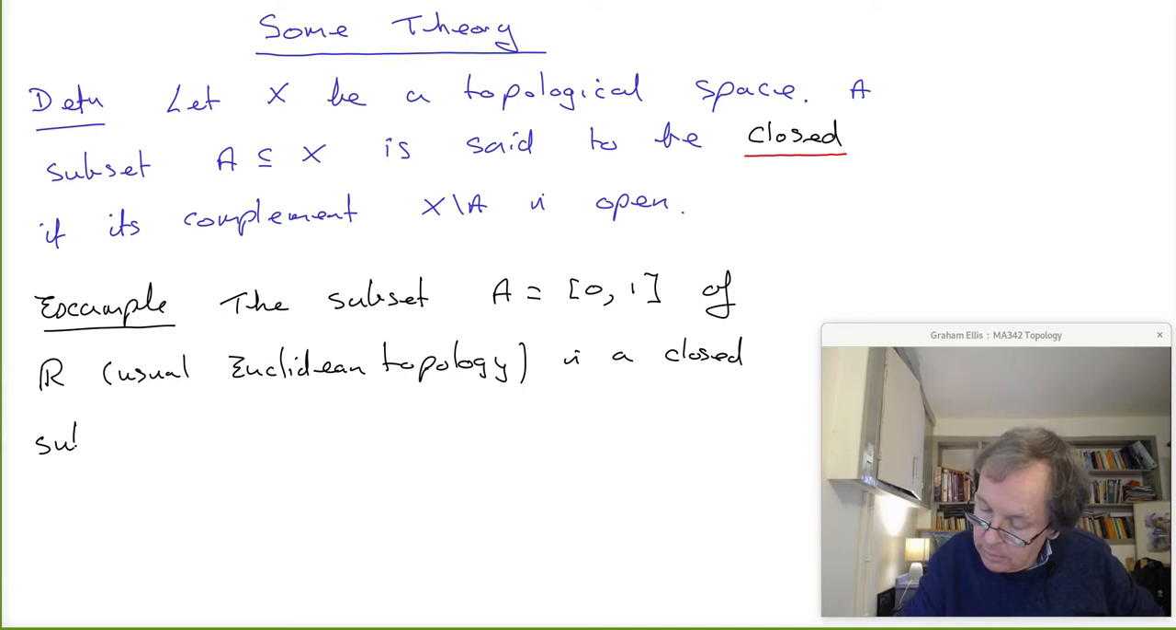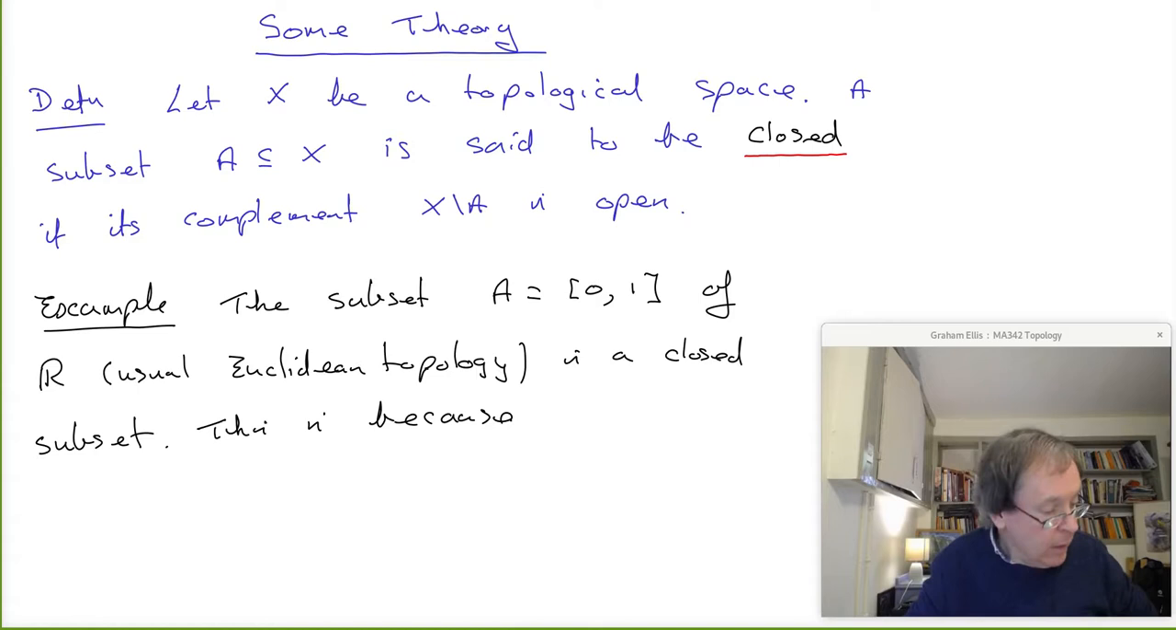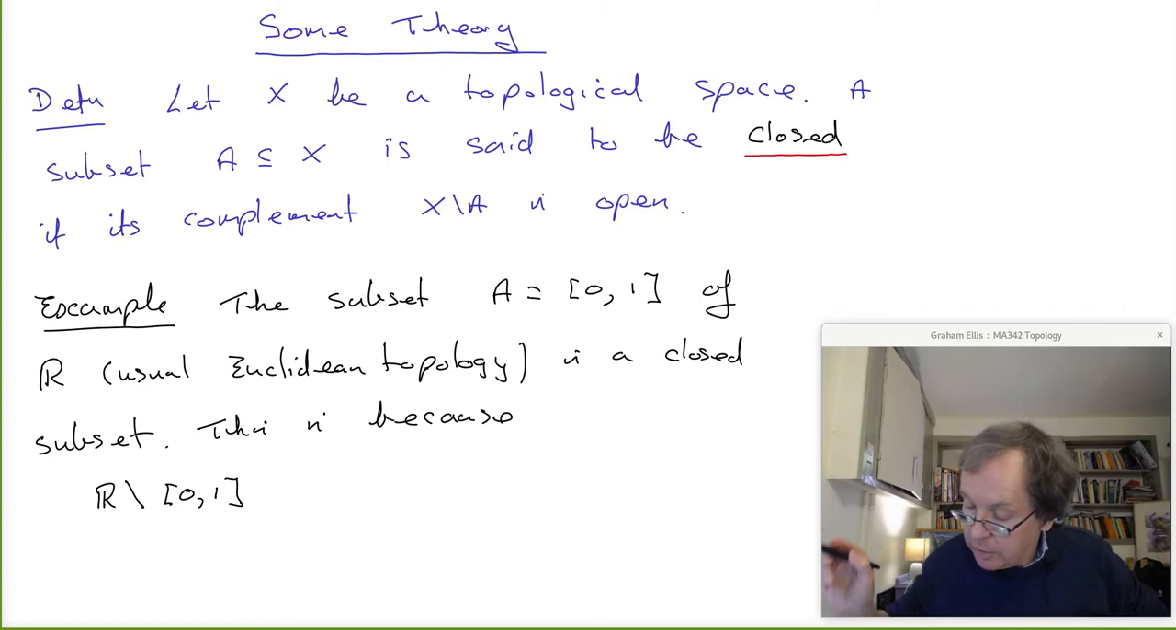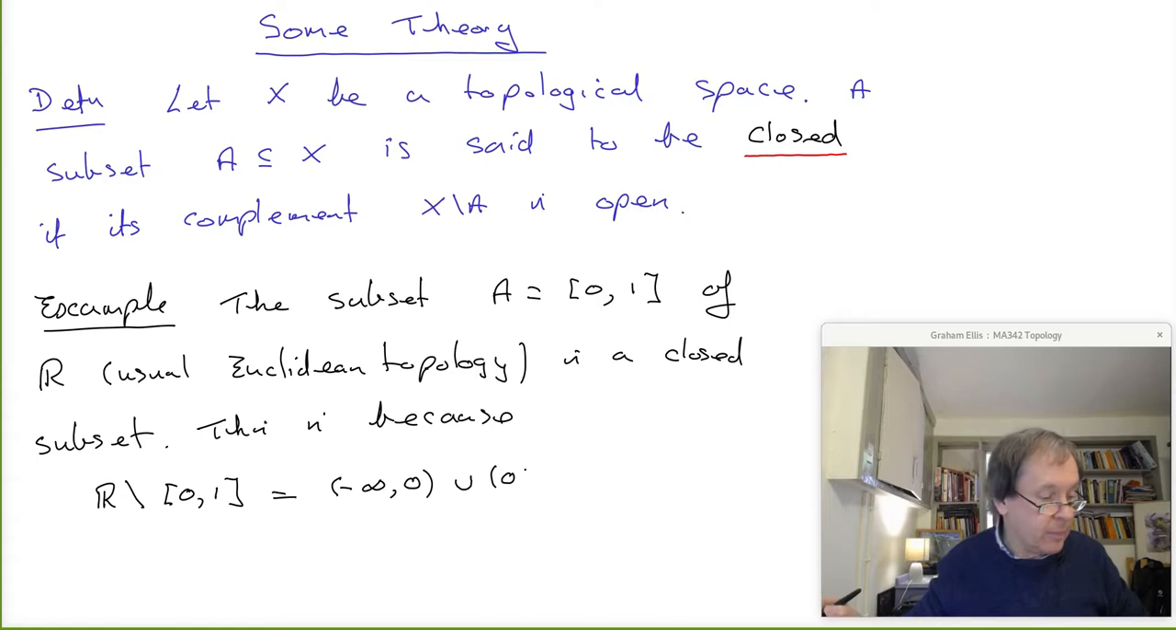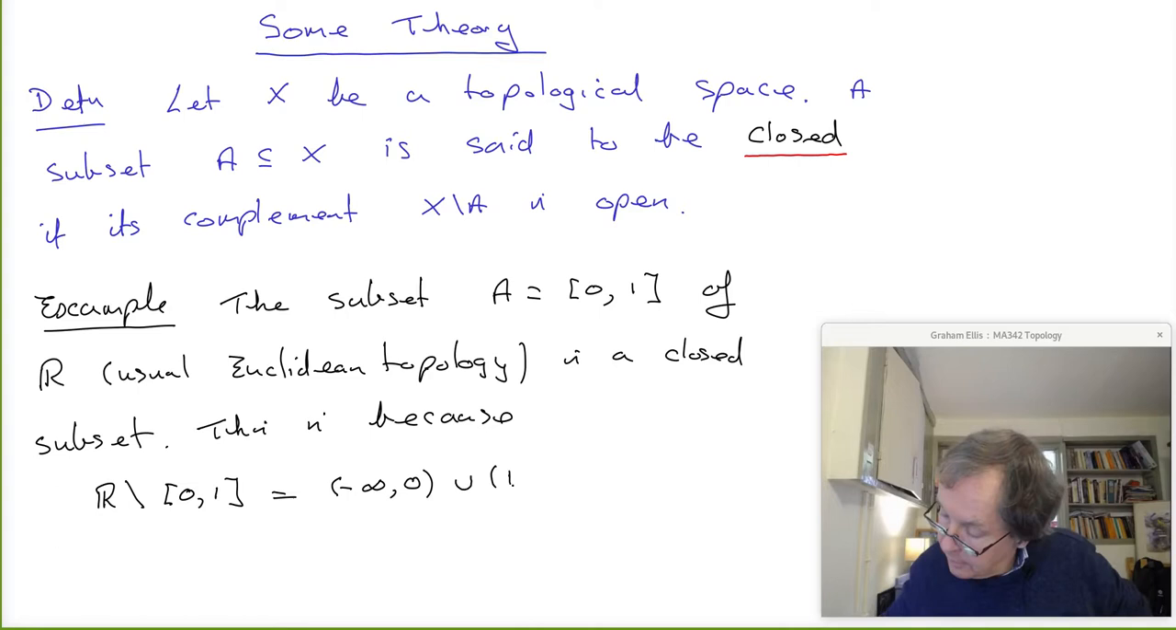Why? This is because its complement is open. The real line with the usual topology minus the collection of numbers greater than or equal to 0 and less than or equal to 1, what is it? It's everything from minus infinity up to and excluding 0, union everything from 1, not including 1, up to infinity, and that is a union of two open subsets, so this is open.